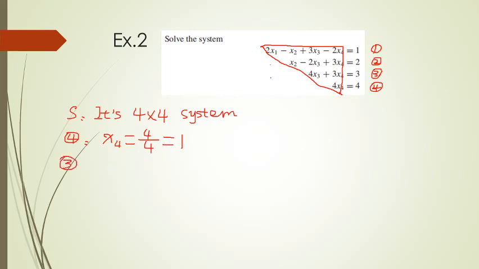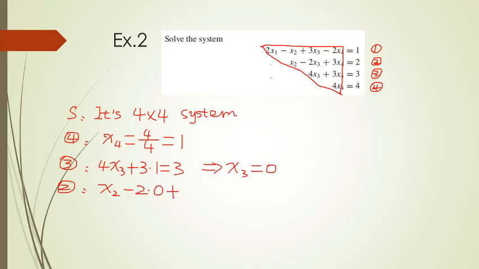And then we go back to the third equation. The third equation is 4x3 plus 3 times x4, with x4 equal to 1, equals 3. So what is x3? x3 equals 0. And then equation 2: x2 minus 2 times x3, which is 0, plus 3x4, which is 1, equals 2, right? So my x2 will be 2 minus 3, which is minus 1.